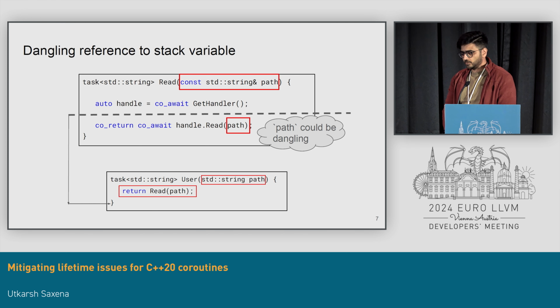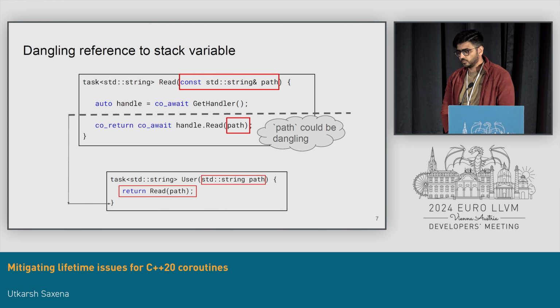The same thing could happen when you are passing a local variable to this coroutine, and the user function just finishes by returning the result of the coroutine, and the local variable that was sent dies, but the coroutine is not completed yet. This is again a use after free.